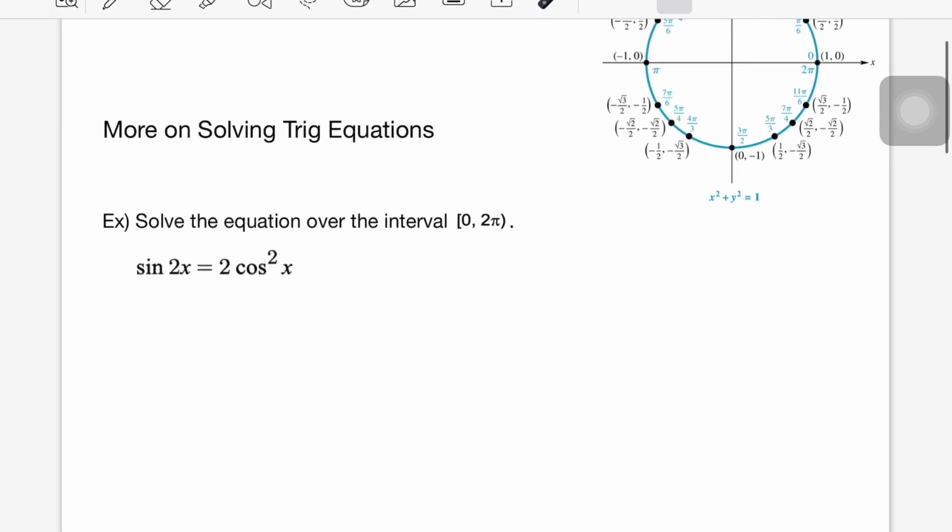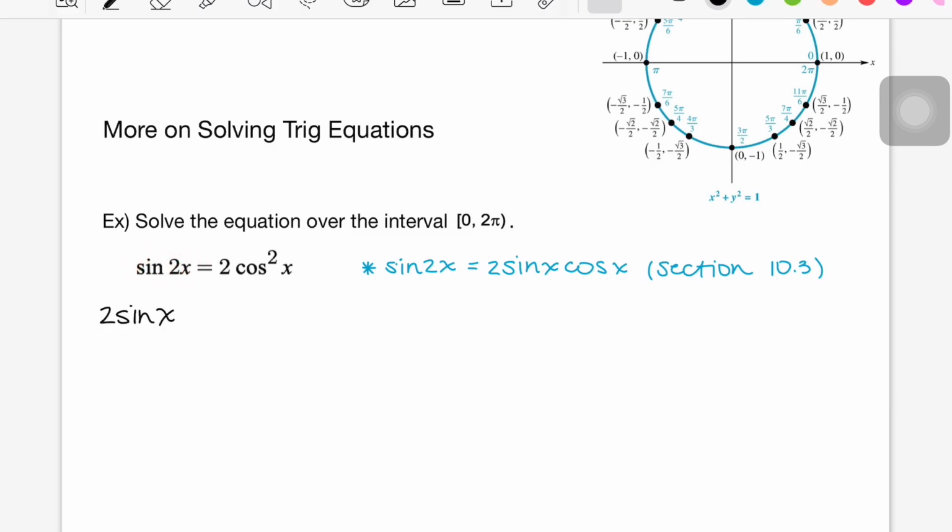And so the first thing we're going to do is recognize that we're dealing with a double angle here. We have sine of 2x. Now, like I said, from section 10.3, we know that this double angle is going to be equal to this guy here. All right, so we'll use this to solve this. We're going to rewrite sine of 2x as 2 sine x cosine x. This is equal to 2 cosine squared x.